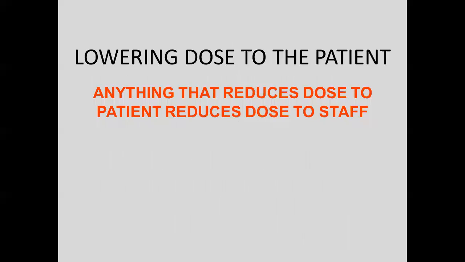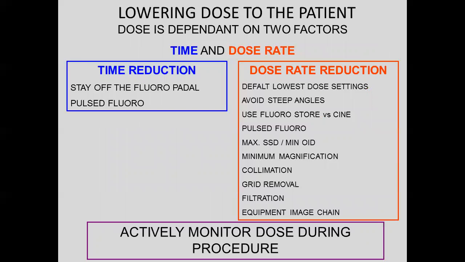So, how do you lower doses? Anything you do to lower the dose to the patient, you lower the dose to yourself. So, what are things we can do? One, stay off the fluoro pedal. If you're not looking at the screen, take your foot off the pedal. Okay, it does happen. I do yell at people for that. Okay, use pulse fluoro. Use the lowest pulse rate that you can and still do your job.